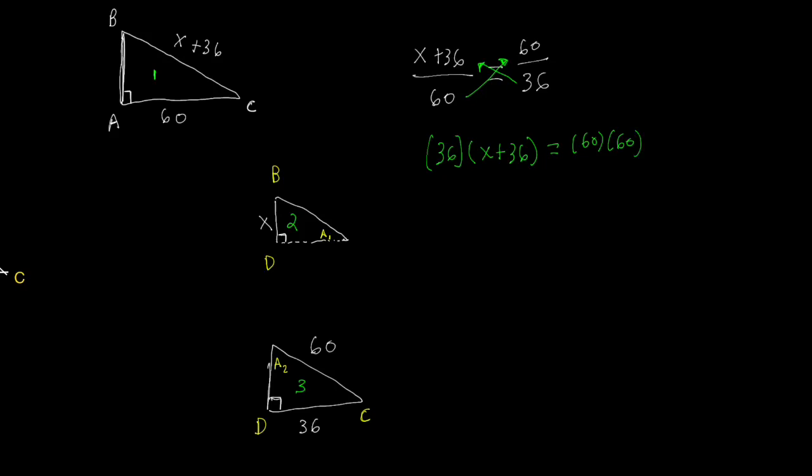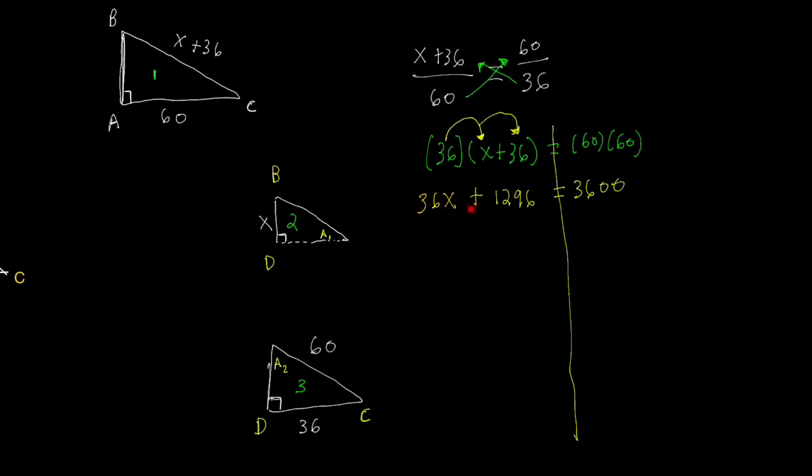I'm going to split my equation to differentiate the left-hand side from the right-hand side. And on the left-hand side, I see that I'm going to need to apply distribution by distributing this 36 to both the x and this 36. 36 times x is 36x. And then 36 times 36 is 1,296. That's going to equal 60 times 60. Well, 6 times 6 is 36. We have two zeros. And now we want to isolate x.